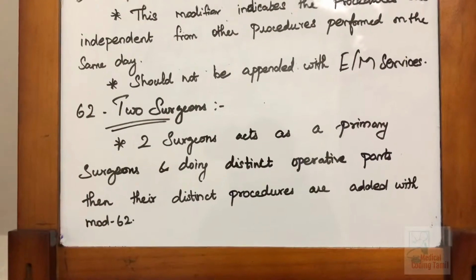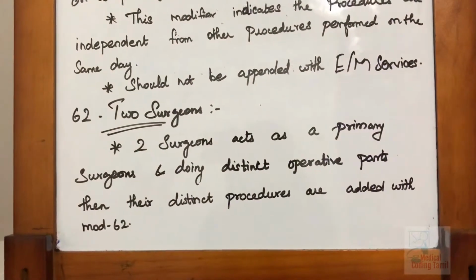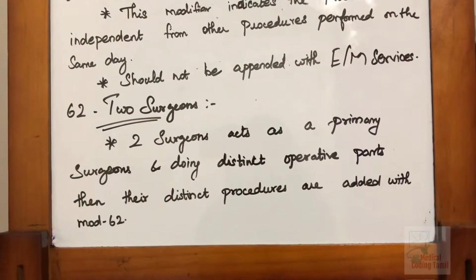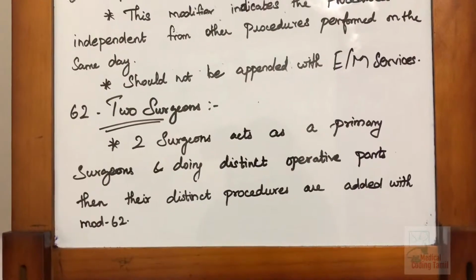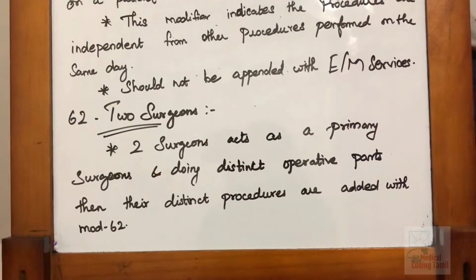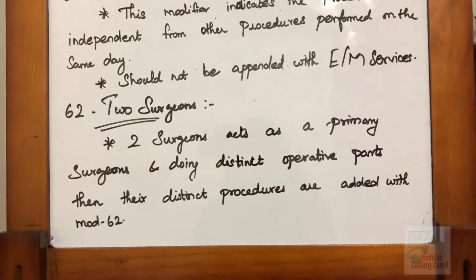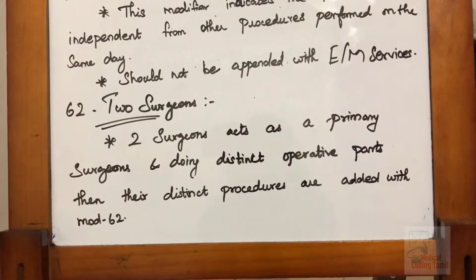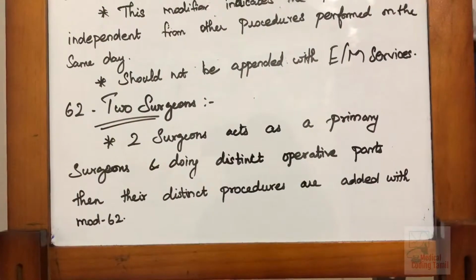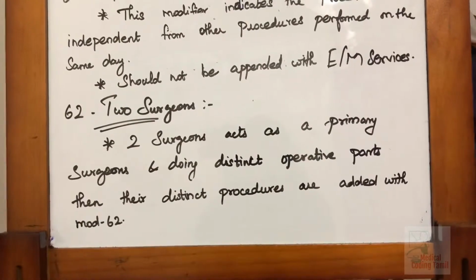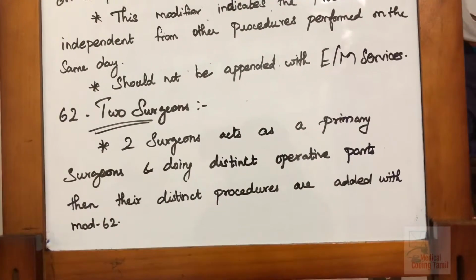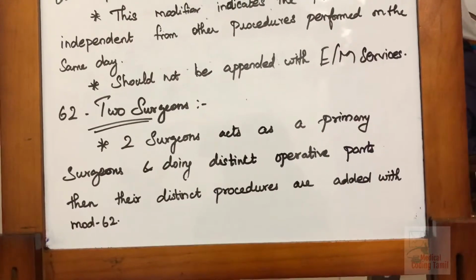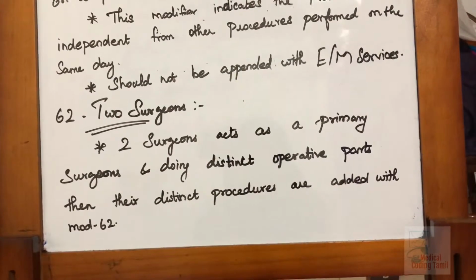Modifier 62 is for two surgeons, which means if two surgeons act as primary surgeons in the operating suite and they are doing distinct procedures, then those procedures, and any add-on procedures they do also, are added with modifier 62.